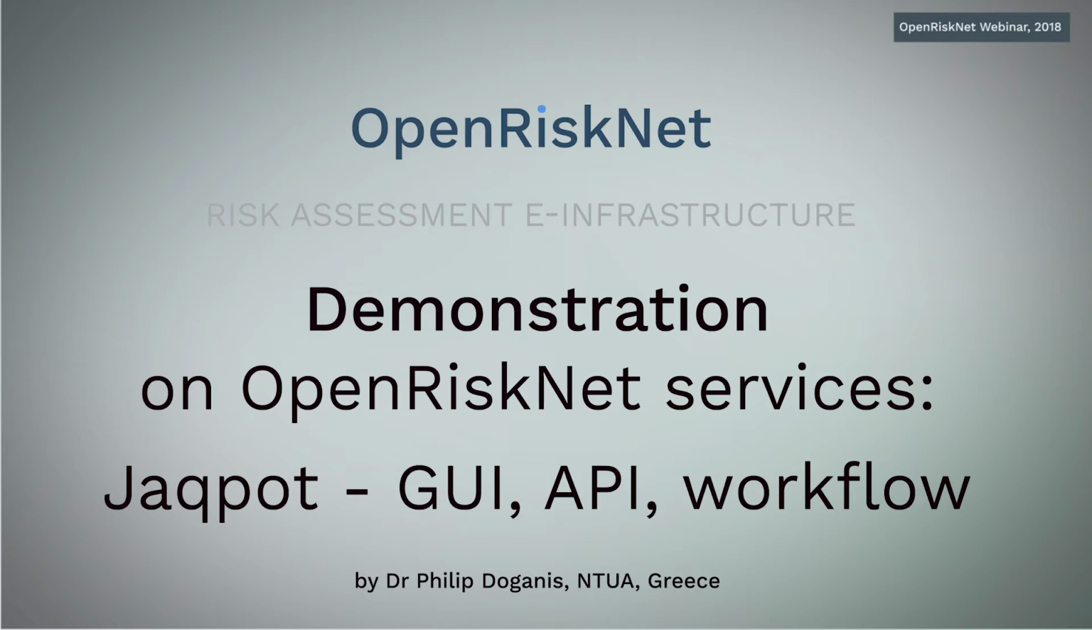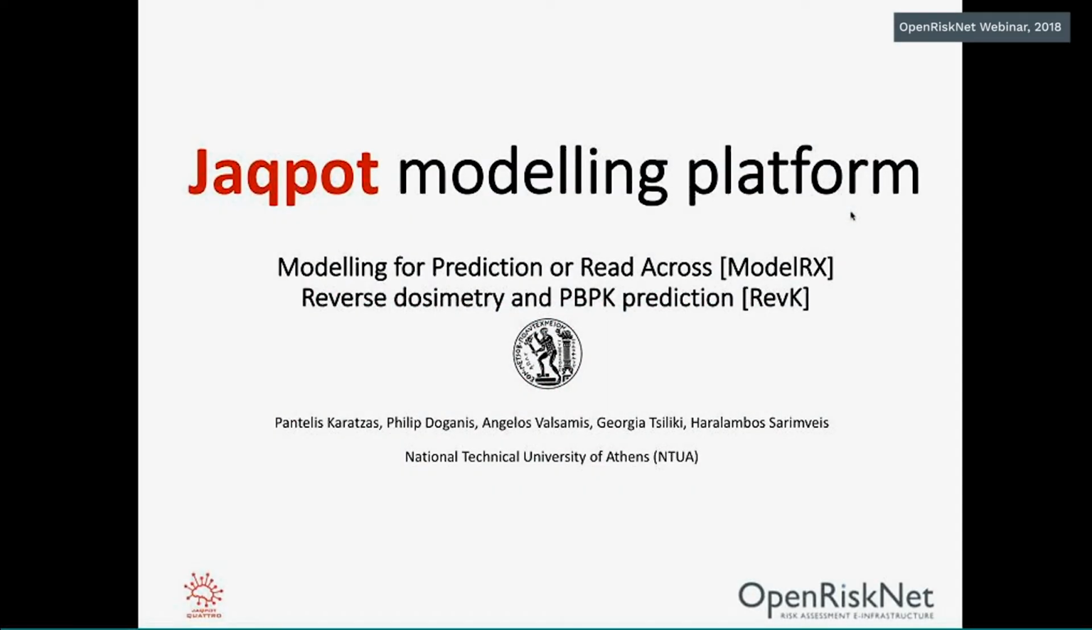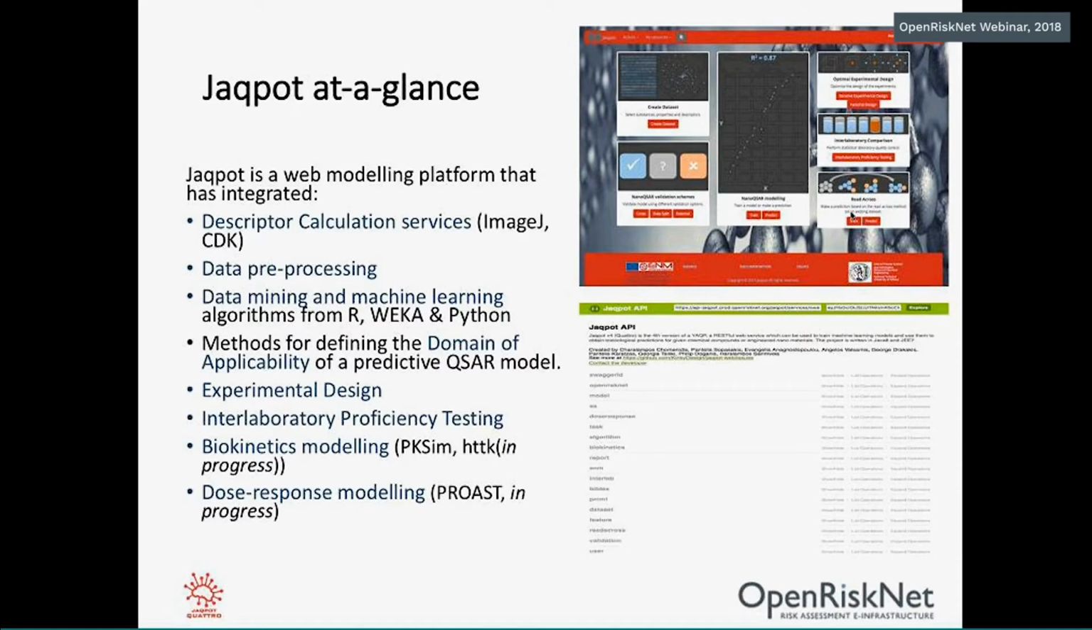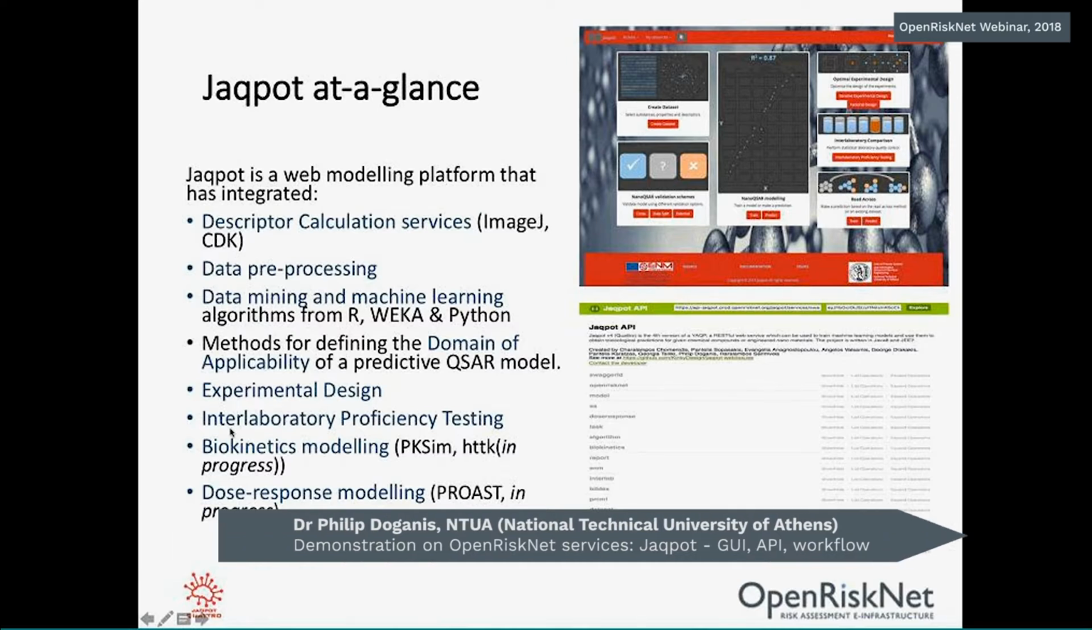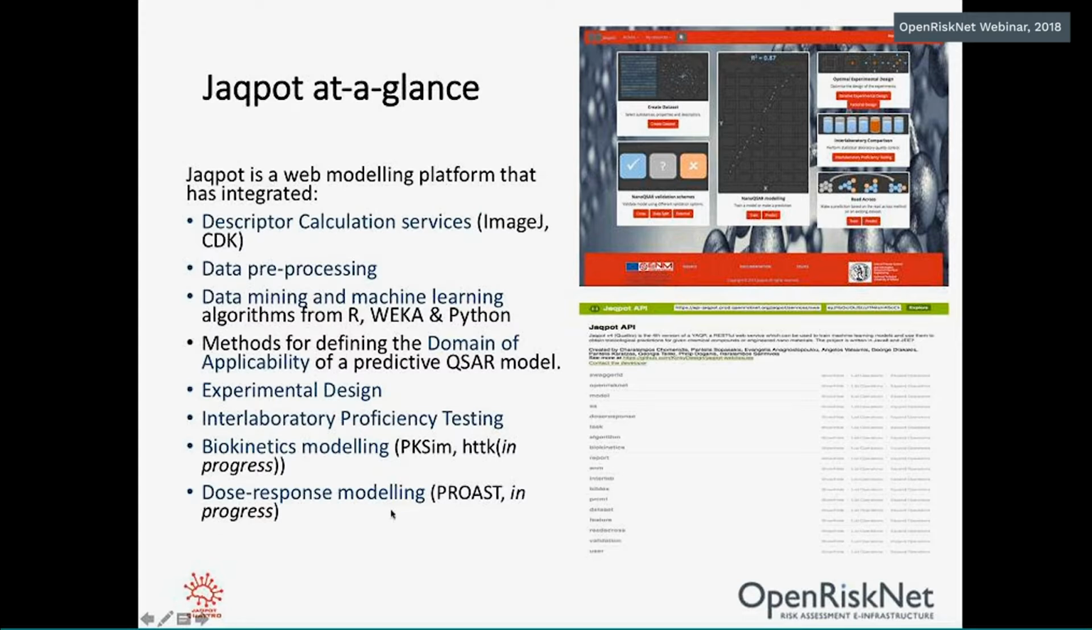tool. Hi, I'm Philip Doganis from the National Technical University of Athens. I will be presenting Jaqpot. It's a modeling platform. It is involved in two of the case studies that you saw before: the modeling for prediction or read across, model Revk, and the reverse dosimetry and PBPK prediction case study. So at a glance, the functionality offered is description. It integrates description calculation services, data mining and machine learning algorithms, methods for defining the domain of applicability, experimental design, interlaboratory testing, biokinetics modeling, and dose response modeling.